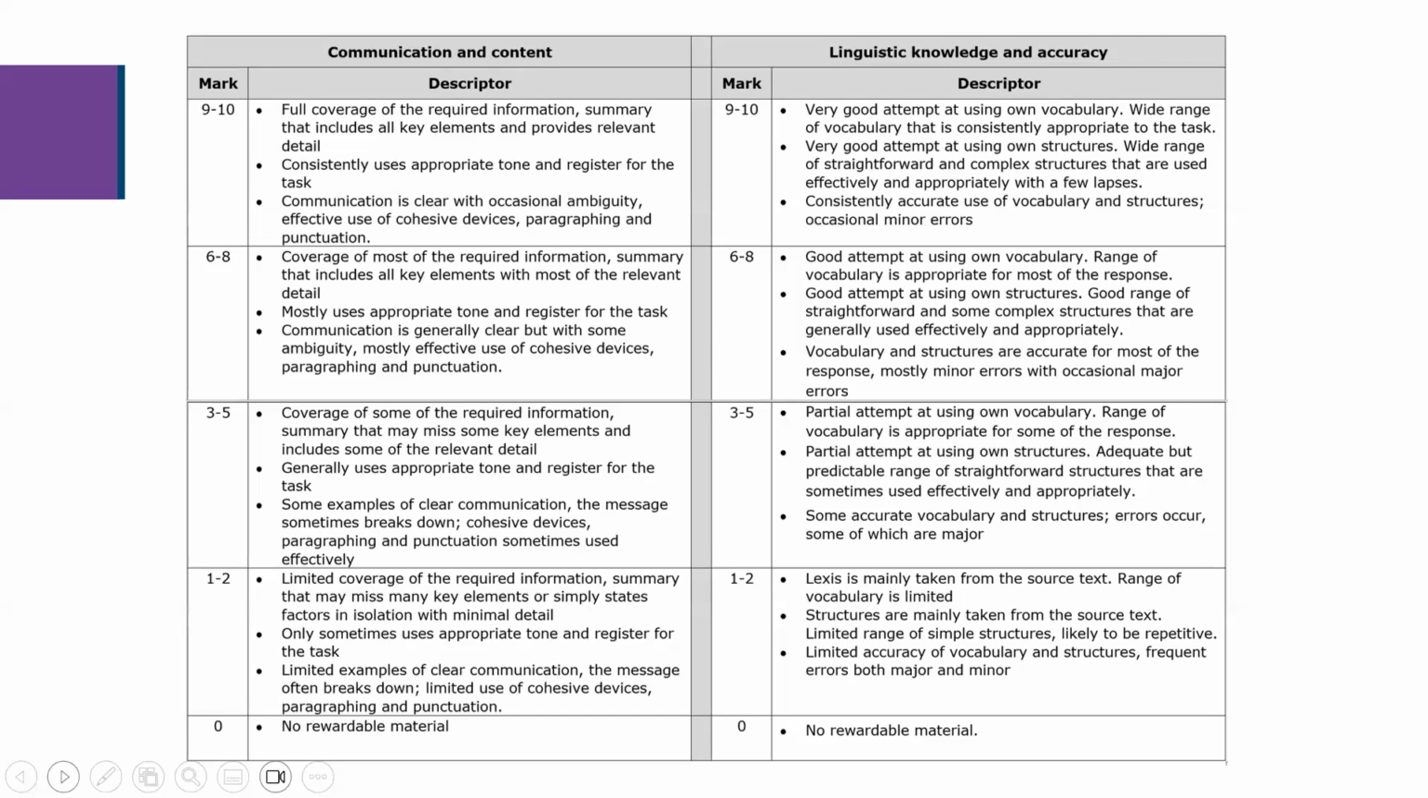But if you look at the linguistic knowledge and accuracy, very good attempt at using own vocabulary, wide range of vocabulary that's consistently appropriate to the task. This can even be looking at those positives and negatives in the task that we saw and thinking, what synonyms do I know for some of those words? And this is not just noun synonyms, this can also be verb synonyms, changing begin to start, or start to begin, or begin to commence. A useful thing for teachers to be doing, thinking particularly around some of those high frequency verbs in English.